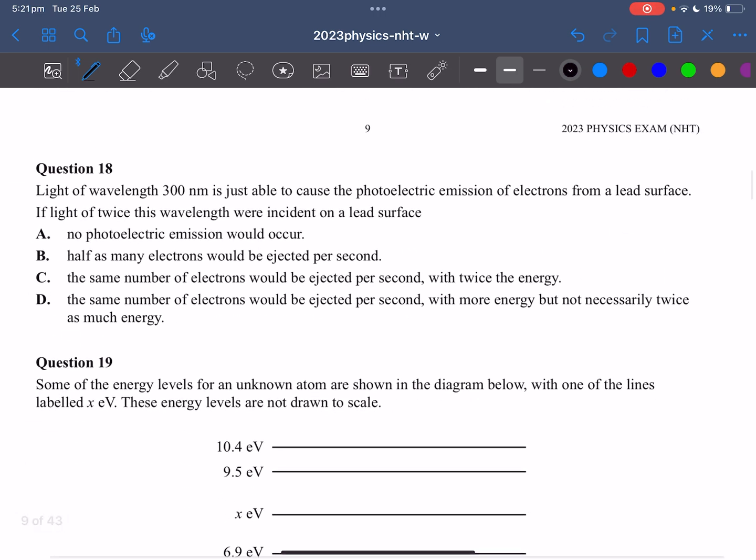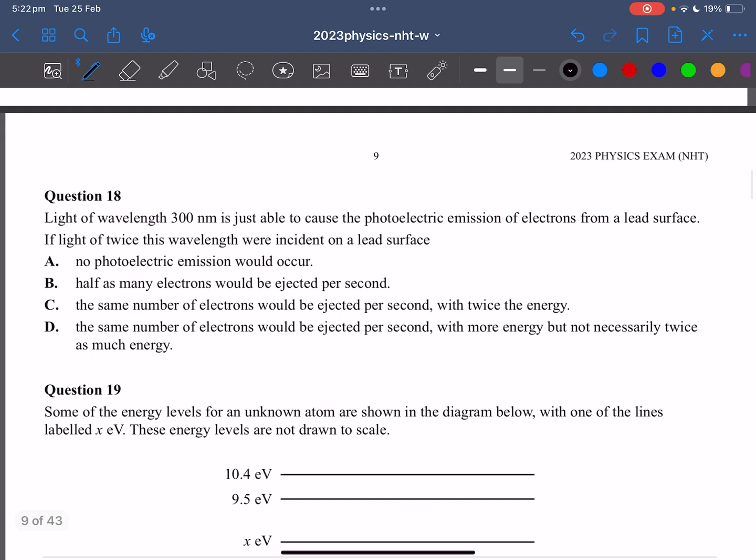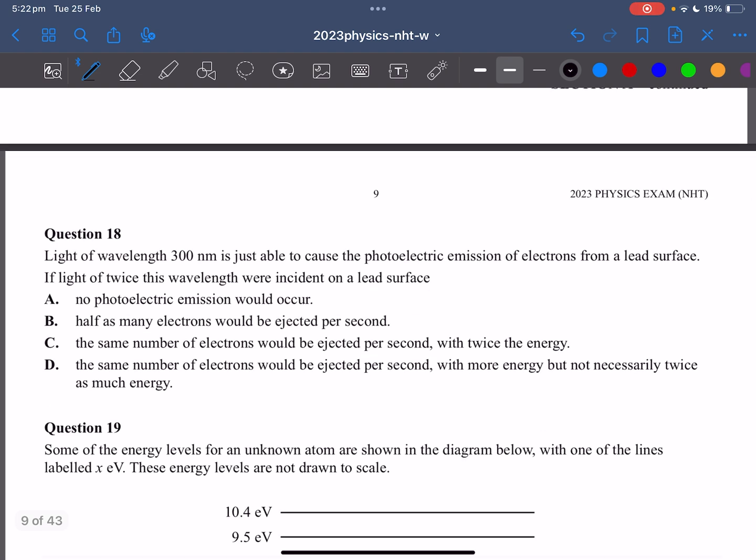Okay. Light of wavelength 300 nanometers is just able to cause the photoelectric emission of electrons from a lead surface. If light of twice this wavelength were incident on the lead surface, no photoelectron emission would occur. So that's saying that a wavelength of 300 nanometers is just able to cause emission. That means this is basically a threshold wavelength.